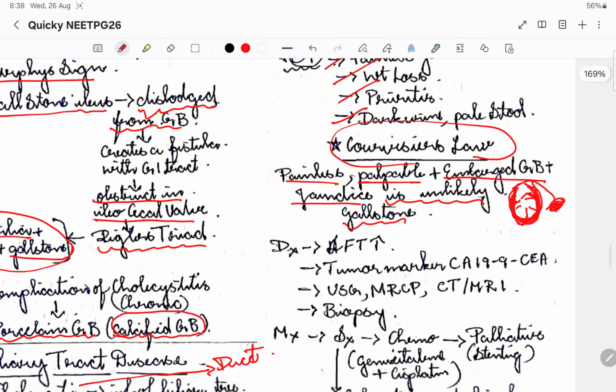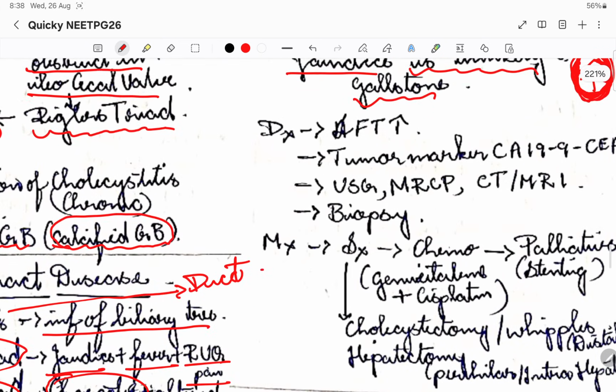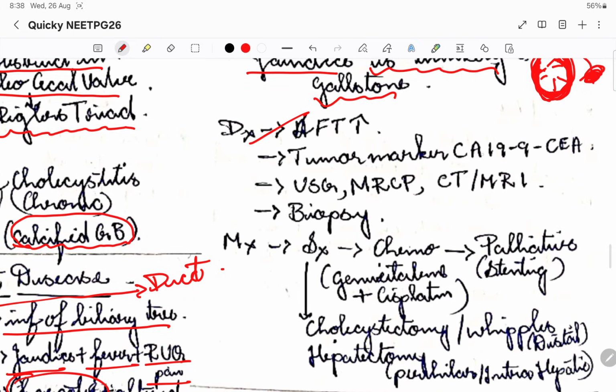Okay, then coming to diagnosis, so basically LFT will be deranged and the tumor markers are CA 19-9 and CEA. Okay, then the investigation of choice being USG, MRCP, and CT or MRI is what we do. Okay, then we'll take a biopsy and we'll do the diagnosis.